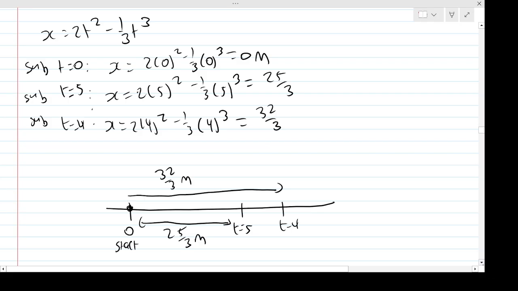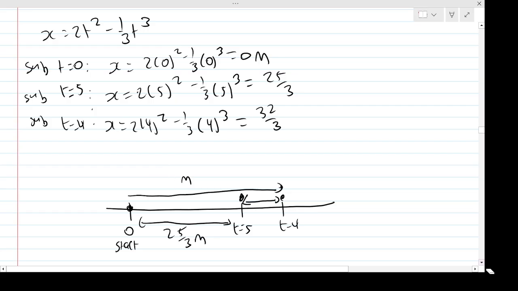if I start at my starting point, firstly, I go to t is 4. So I travel forward by 32 over 3 meters. Then from t is 4, I then travelled this distance, right? This distance here, from t is 4 to t is 5. I then travelled this amount of distance to get from t is 4 to t is 5. But I don't know that distance. What is that distance going to be?